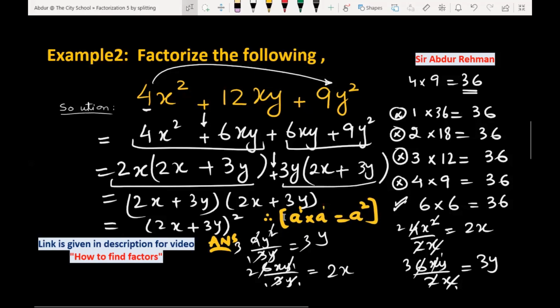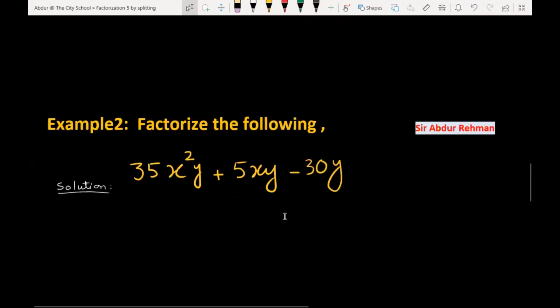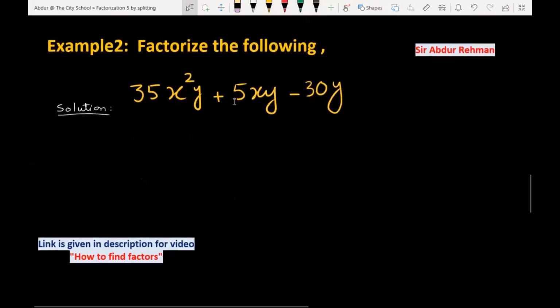Move on, example number 3. This is example number 3. Factorize the following: 35x square y plus 5xy minus 30xy. The first step is to check whether there is any common factor in this algebraic expression. So try to check.